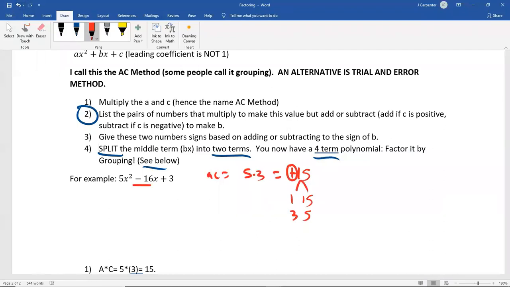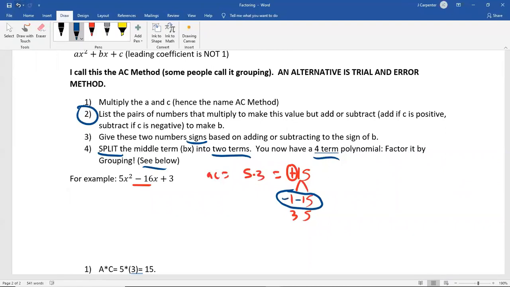Well, 1 plus 15 is 16, 3 plus 5 is 8, so we need to choose the 1 and the 15. But we also need to give them signs. Give these two numbers signs based on adding or subtracting to the b. So we need to make them add to a negative 16. If we make them both positive, 1 plus 15 is 16. But it's positive 16, so that's not going to work. They're both going to have to be negative.